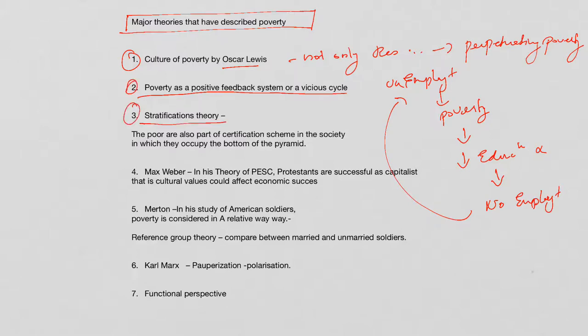Next, we'll talk about the third theory, that is stratification theory. The poor are also part of a stratification scheme in society in which they occupy the bottom of the pyramid. If you see society like this, people at the bottom are the poor people.